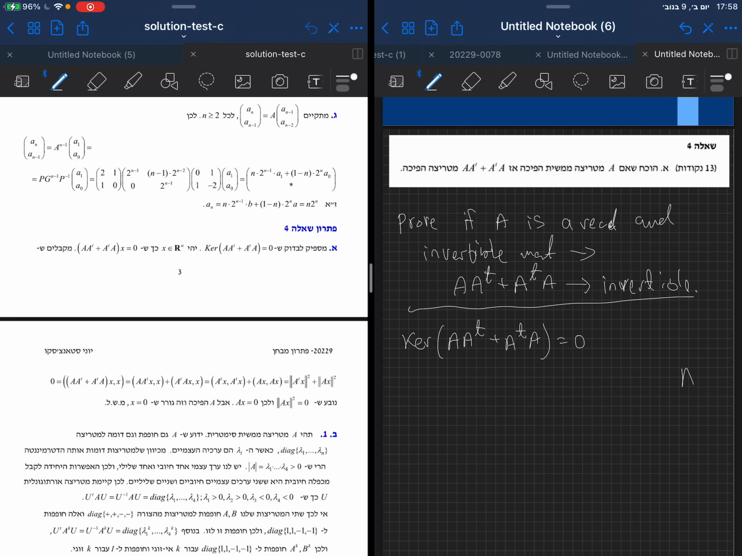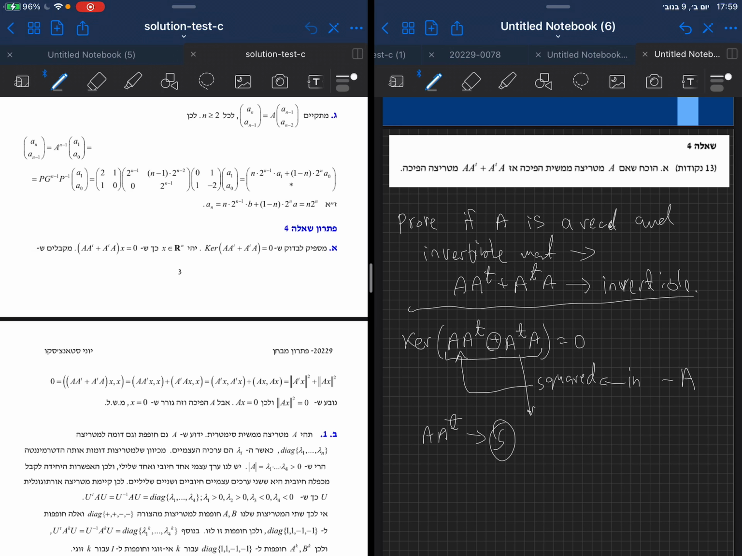Let's start with saying that A is invertible, namely A is a squared matrix, because invertible matrices are squared. Therefore, if we look at A transpose, it must be squared, and also A transpose A must be squared. The addition of squared matrices is a squared matrix. Therefore, A transpose plus A transpose A is a squared matrix. Now we are taking the kernel.